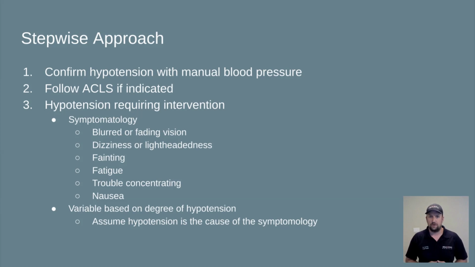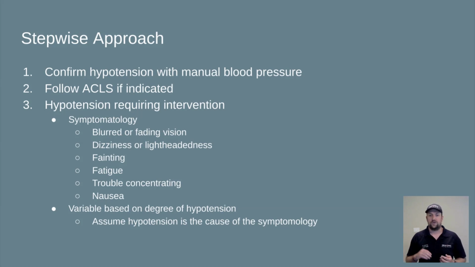So for the stepwise approach, the first thing you have to do is confirm that it's actually hypotension. You do that with a manual blood pressure. The monitor is notoriously unreliable, so we gotta confirm with the manual pressure. We don't want to start pressors on somebody or give them a ton of fluid when they're actually normotensive. Next, if ACLS is indicated, follow that. If they're hypotensive and the heart rate's 30 or 200, follow ACLS. Don't start pressors necessarily.